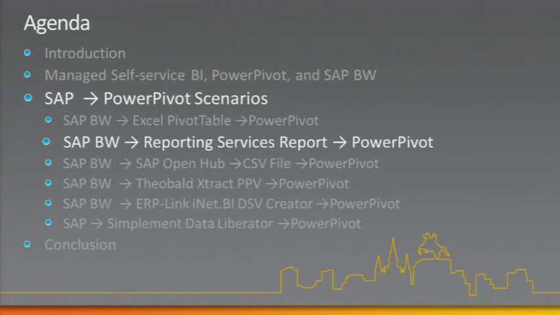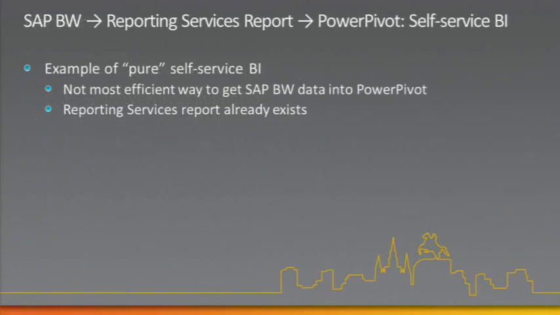Our next scenario is using reporting services. And again, in terms of this continuum between self-service and enterprise, I look at this one as a pure self-service scenario. Again, not the most efficient way to get SAP BW data into Power Pivot. I wouldn't go out and create a report if I didn't have the reports already, just so that I could load the data into Power Pivot. But if the report's already there, your users are going to want to get at it.